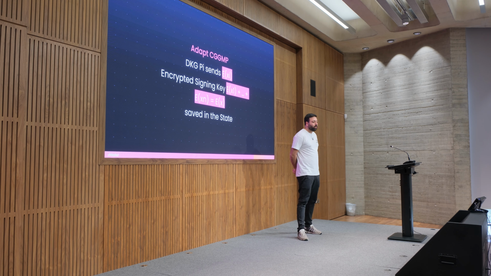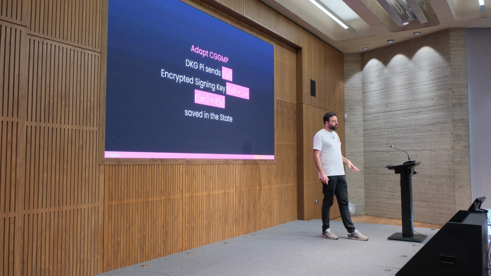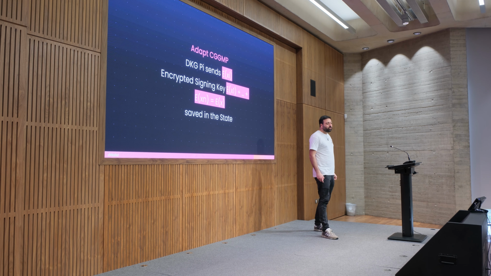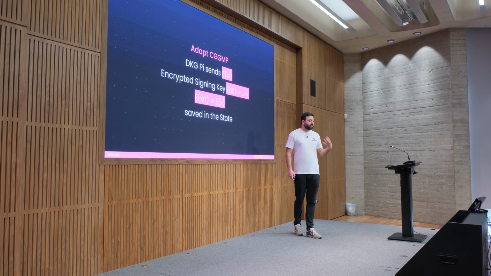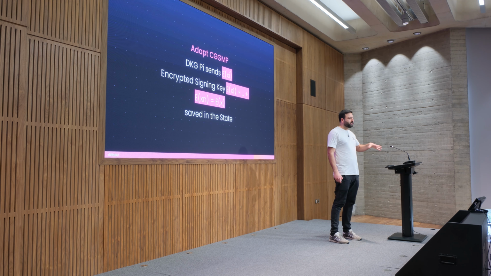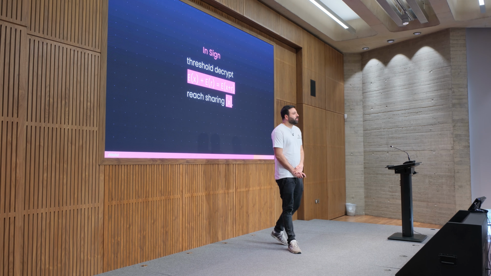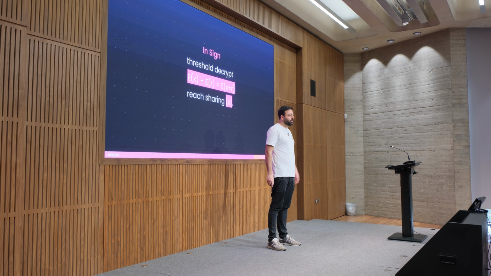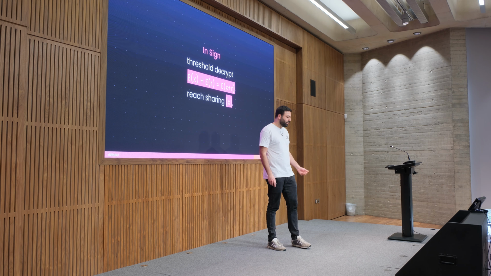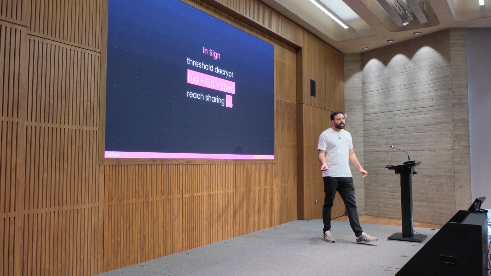So in the DKG of CGGMP that we started by wanting to adopt, every party also sent the encryption of their share. Then you sum them all up, because the encryption is homomorphic, and you get just a single encryption of the network side of the signing key of the ECDSA signature. Then in Sign, you could apply threshold decryption over the signing key plus some random nonce R, and you would reach a sharing of the private key, and you could use that for signing.